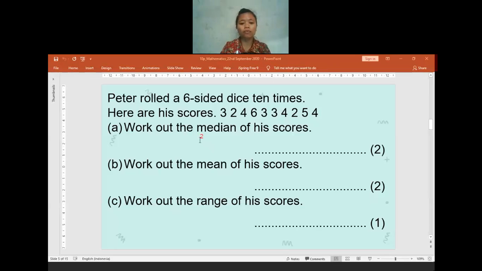For finding the middle one, you can cross out from the most left or most right, or you can use the formula. Maybe anyone already has the median? How much is the median? Is there anyone who already found the median? How much is the median?